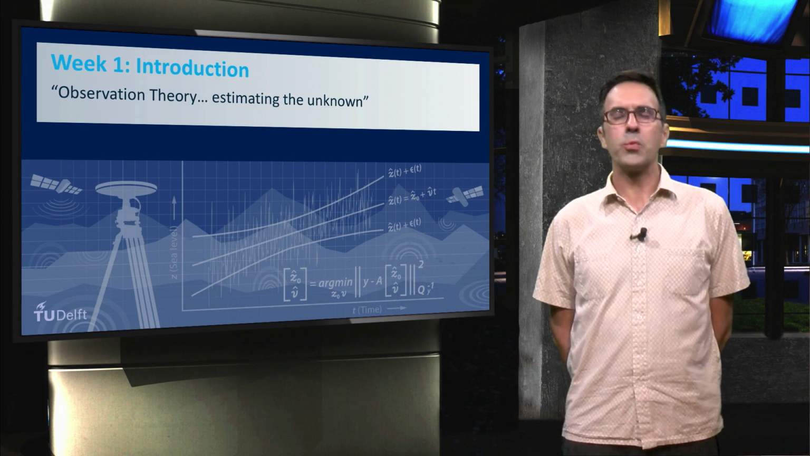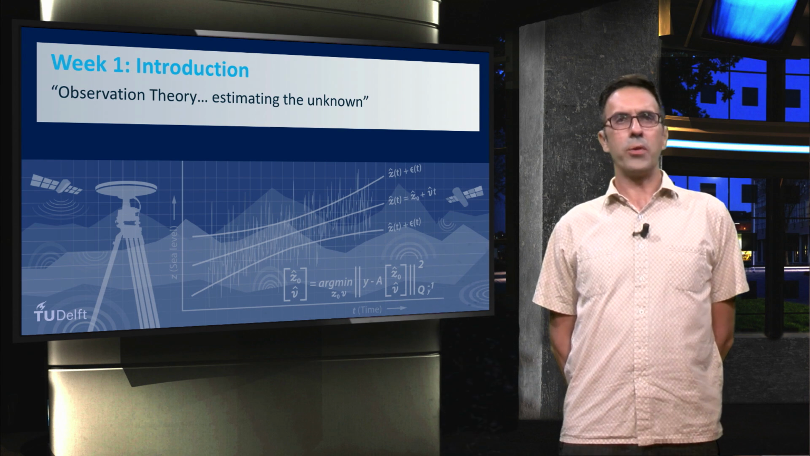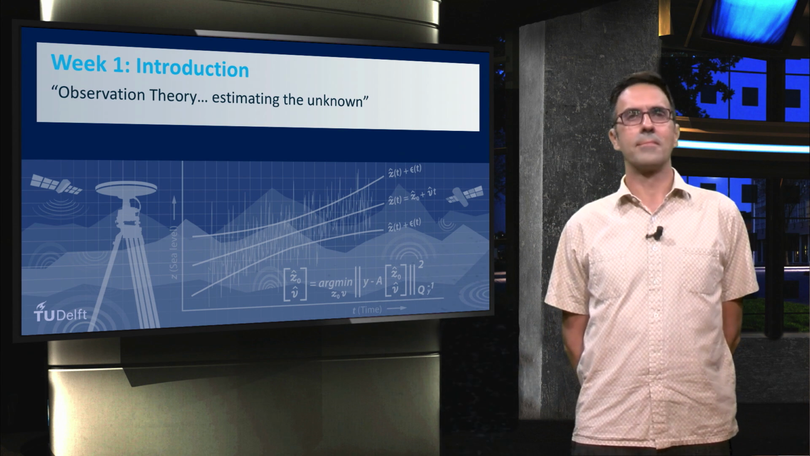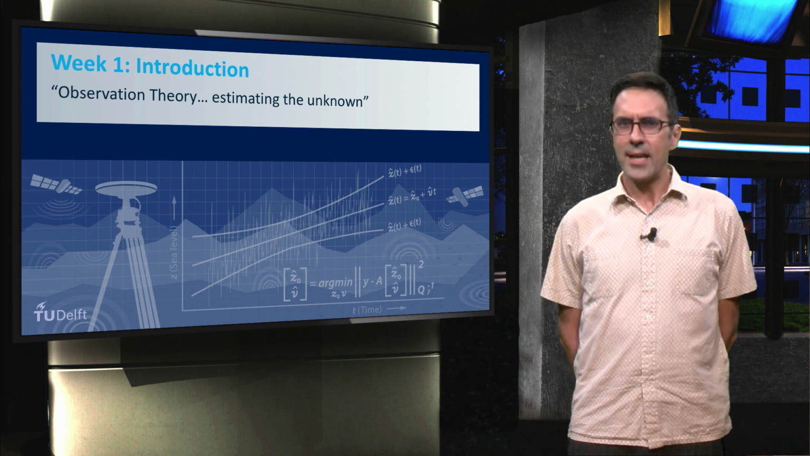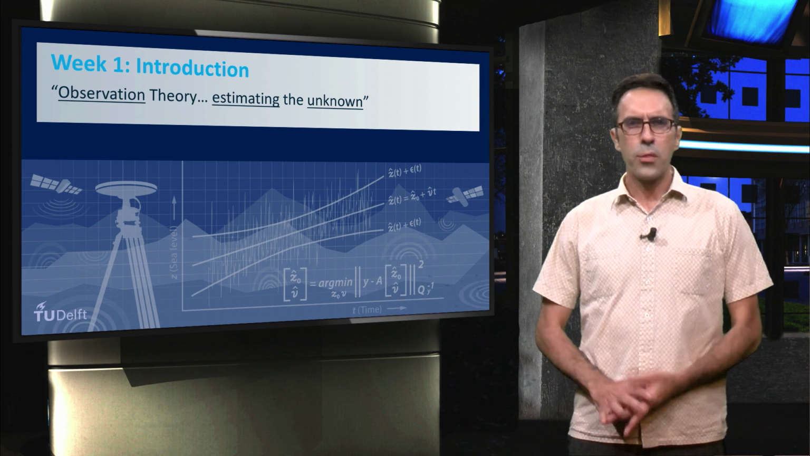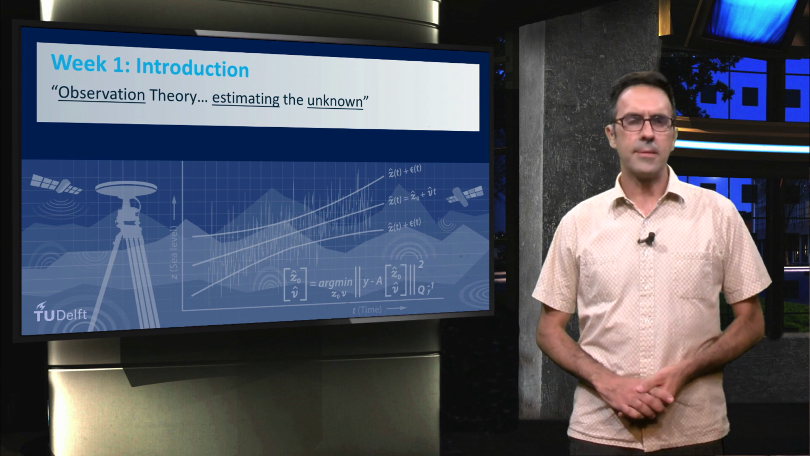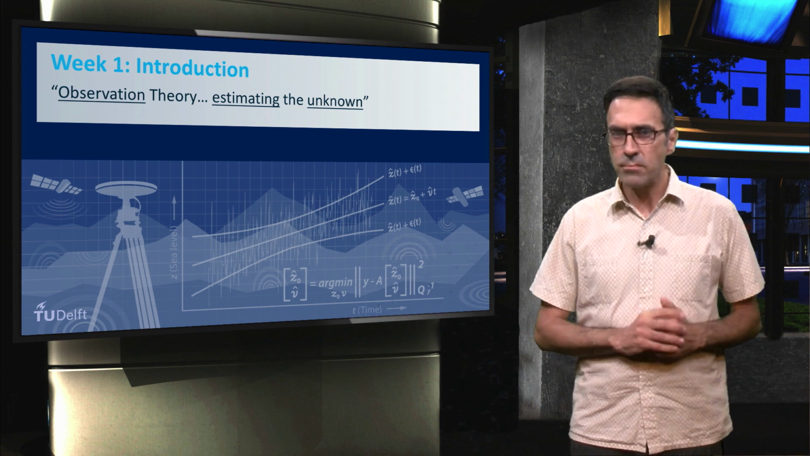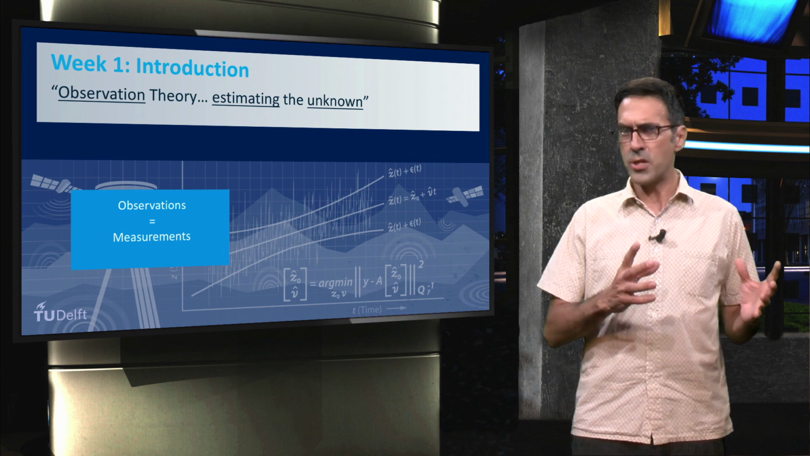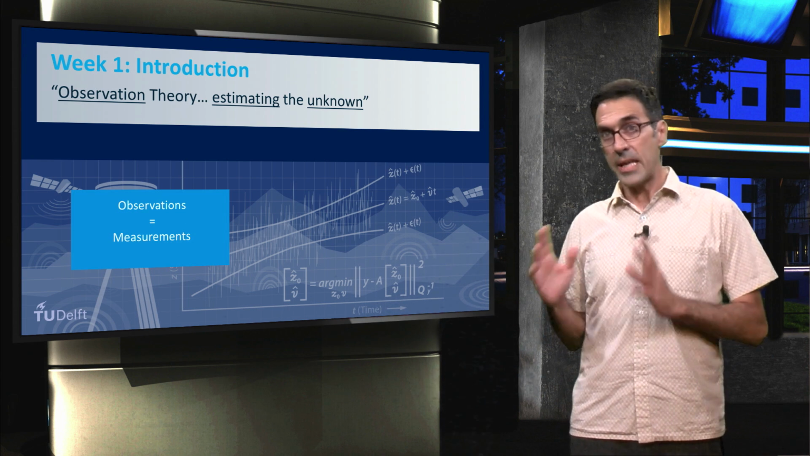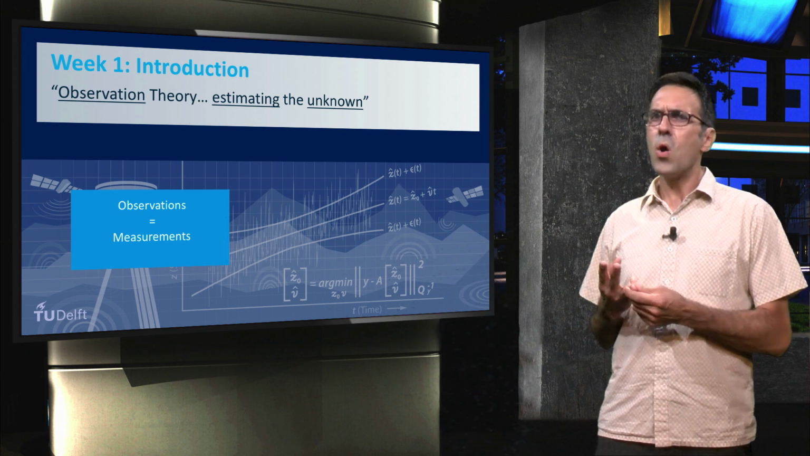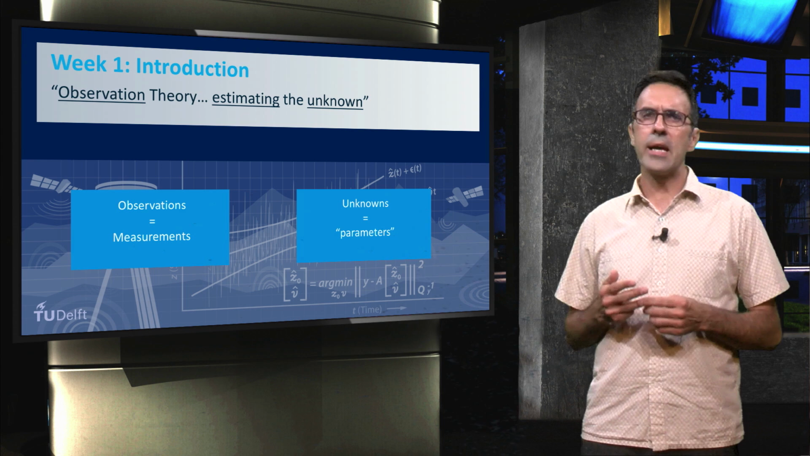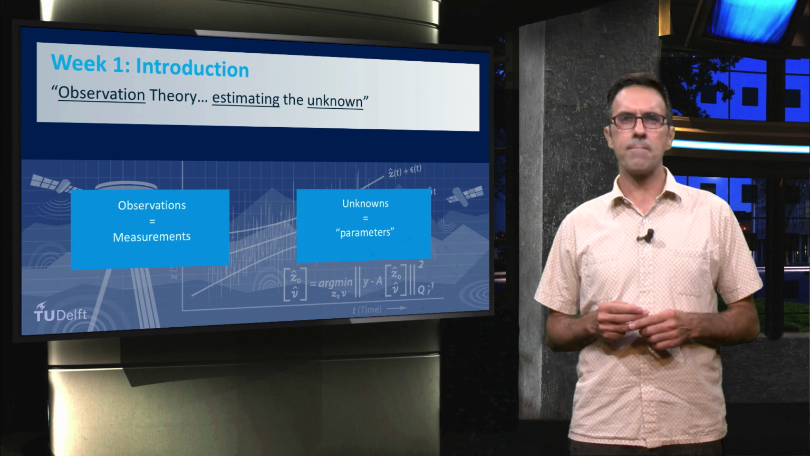Welcome to this first week of the course Observation Theory, Estimating the Unknown. To get started right away, let's have a closer look at the title of the course. Three keywords are important in the title. These are observation, so we're observing something or measuring something. Estimation, the second one, which I will address in a minute. And the unknown, which refers to some kind of parameter that we are interested in.